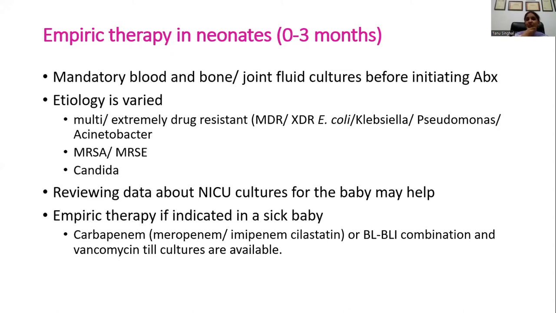And sometimes what you can also do is look at the NICU cultures of this baby, because many babies have newborn sepsis, they have bacteremia, they are treated, and then they come back with osteomyelitis or septic arthritis. And usually it is the same pathogen which caused the newborn sepsis. So you can look at that. And if you have a sick patient, before you get your reports back, you can start them on empiric therapy with a broad spectrum agent like either a carbapenem or a BL-BLI combination like Piptaz, etc., with an aminoglycoside and vancomycin. So the treatment of neonatal osteomyelitis and septic arthritis is quite different.